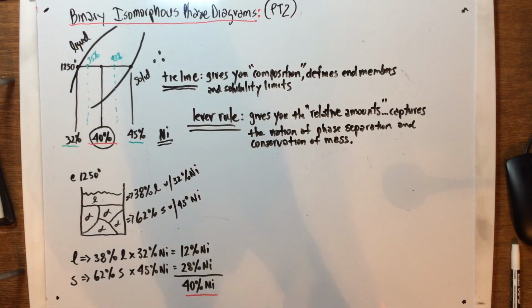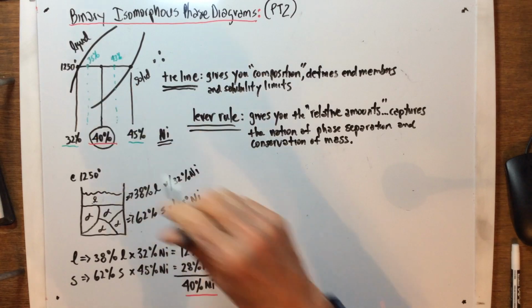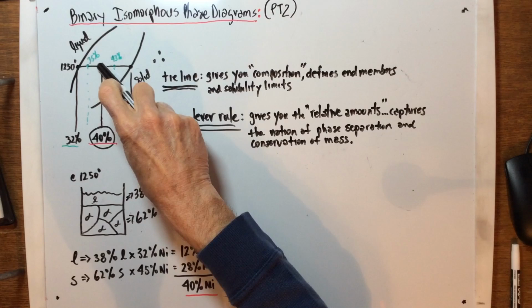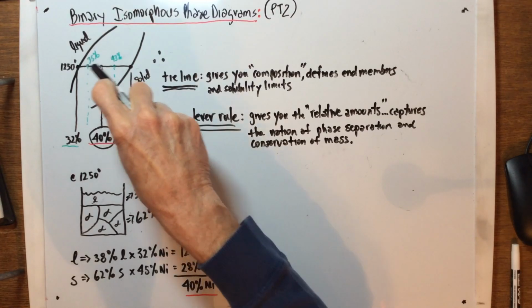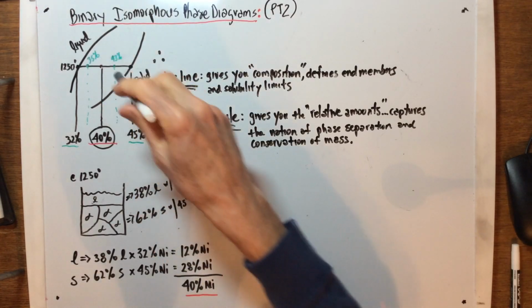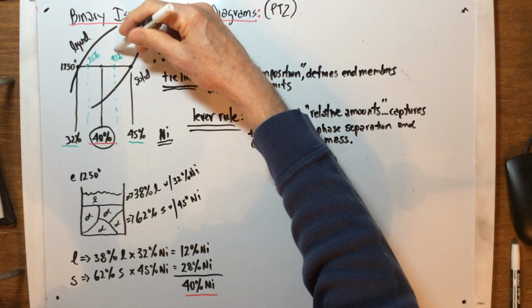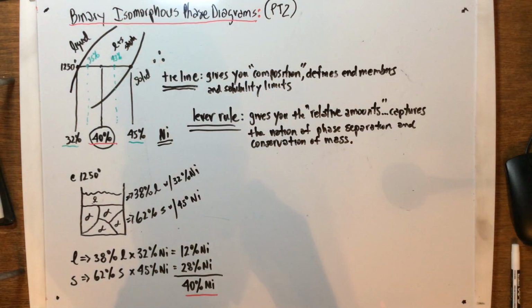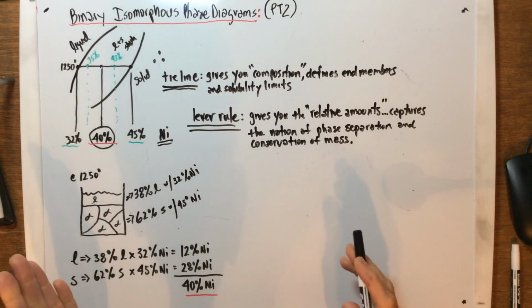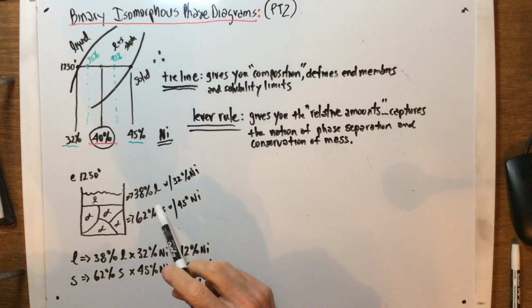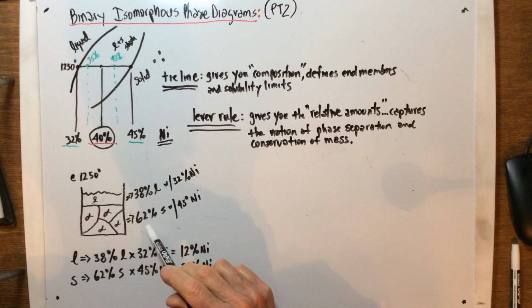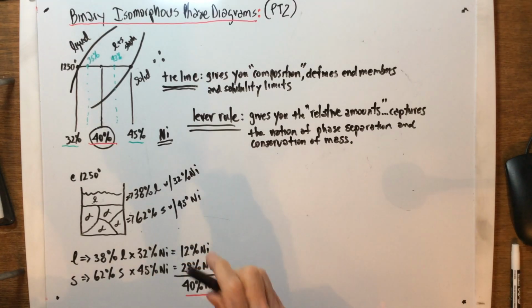And then we wanted to find out the relative amounts. How much liquid is present at this point, and how much solid is present? Because again, this is a two-phase liquid plus solid region, kind of a slush, you might call it. At any rate, we went to the lever rule and came up with 38% liquid, and again, due to conservation of mass, it was 62% solid.